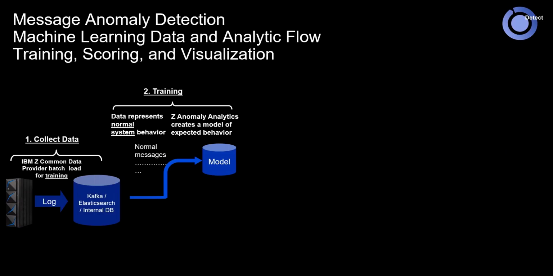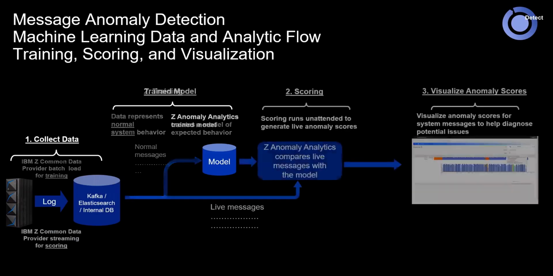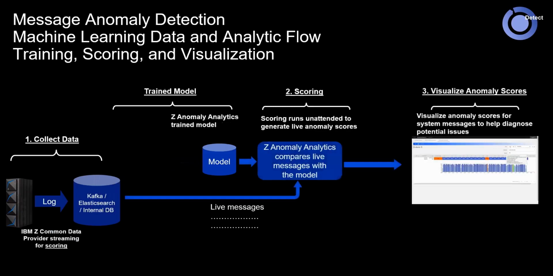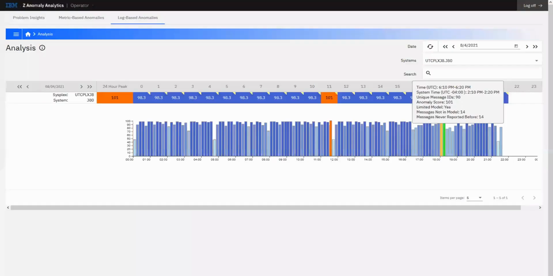But just like we see from the metric side, we'll generate a model of what's normal for the environment. And we can then turn on real-time data to compare the live messages with what we would normally see for the model. And the scorecard that we have here is very similar, but it's also slightly different in what we would see for message-based anomalies. So let's take a look at drilling down into what this looks like in a little more detail.